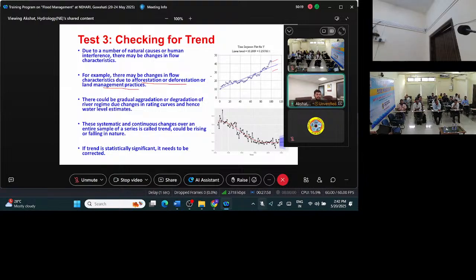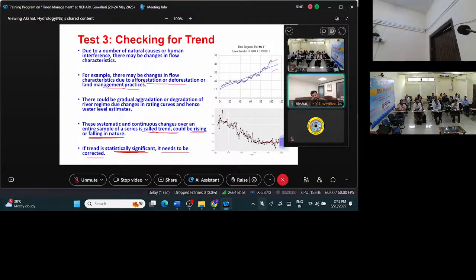There could also be gradual aggradation or degradation of the river regime due to changes in the rating curve, and hence in the water level estimates. These systematic and continuous changes over the entire sample series are known as trend, and it could be rising or falling in nature. If the trend is statistically significant, it needs to be corrected.